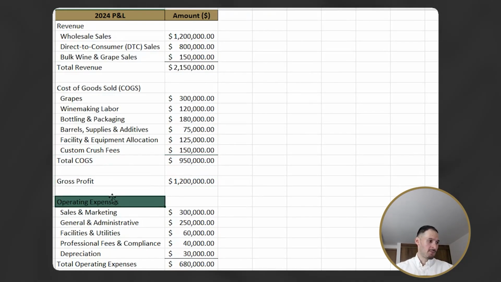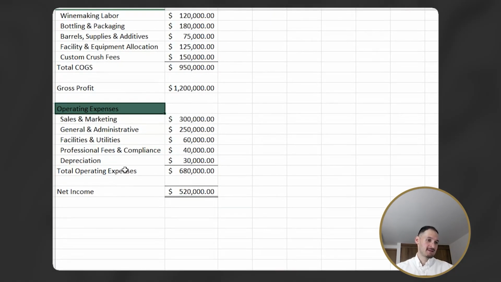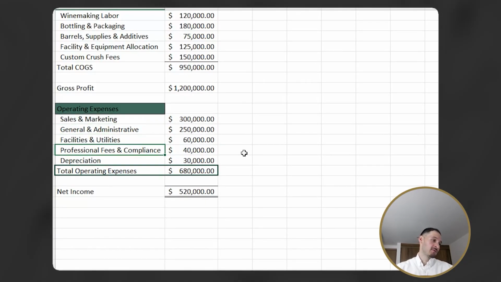Below that, we have operating expenses. So this is pretty much everything it takes to run your business outside of wine production. In our example, we have sales and marketing, general and administrative, facilities and utilities, professional fees and compliance, and depreciation, totaling 680,000. This would consist of tasting room payroll, events, wine club marketing, ads, office staff, management salaries, insurance, accounting, rent, professional fees like lawyer fees, and depreciation for any of your fixed assets. Essentially, this section shows where your overhead is going. If revenue grows but expenses grow faster, your margins will shrink, even if sales are up.